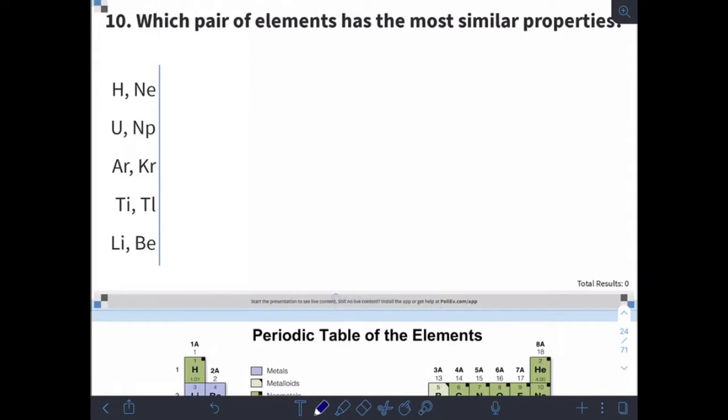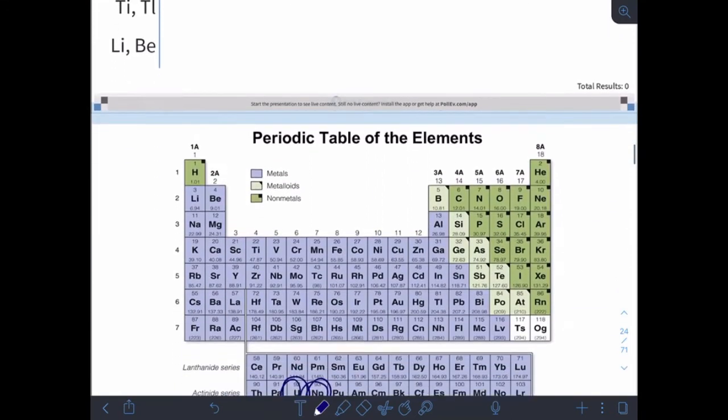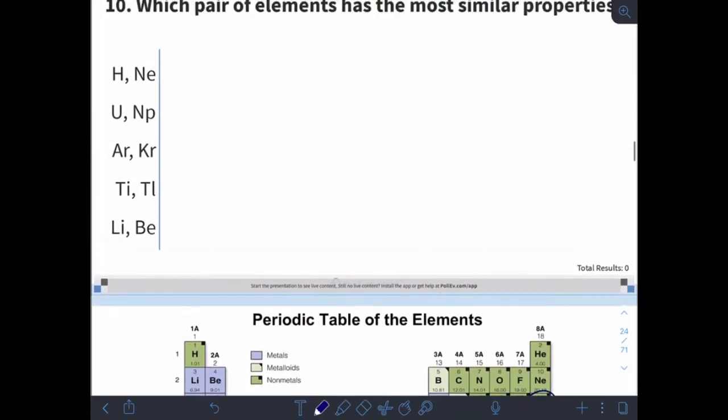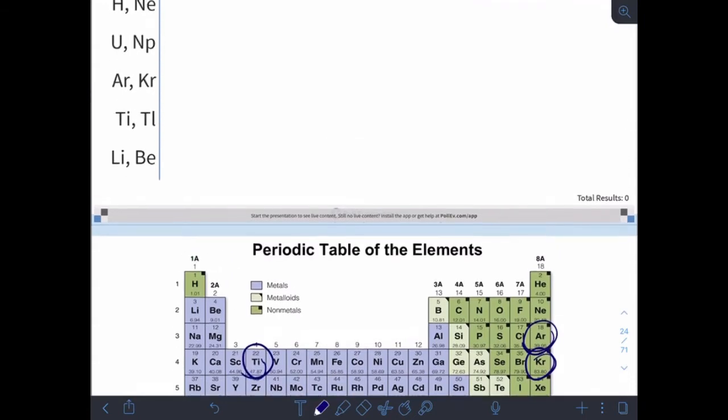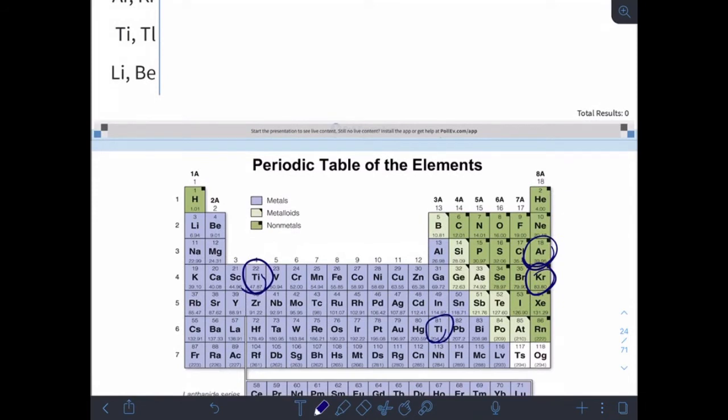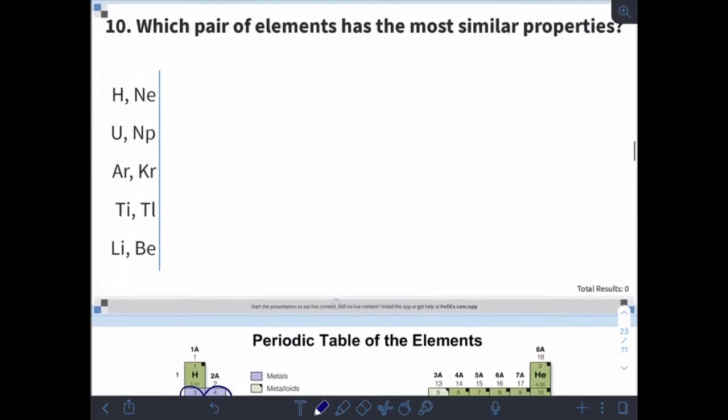So argon and krypton, that's our third one, Ar and Kr. Here's argon on the right, and krypton is right below it in the same vertical column. Let's see, titanium or thallium, Ti or Tl. Here's Tl, element 81, and titanium's way over here, so nowhere near each other on the periodic table. And then lithium and beryllium, Li and Be. Lithium is here, beryllium is right next to it. We want things in the same vertical column. That means that argon and krypton are going to be our most similar.